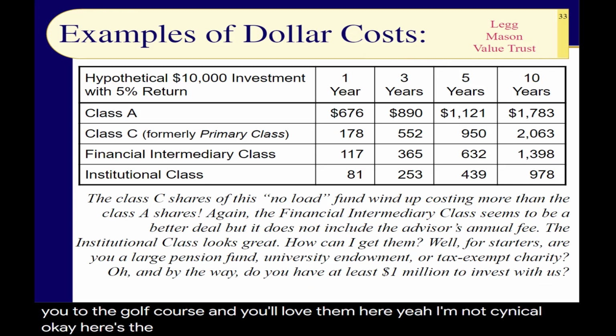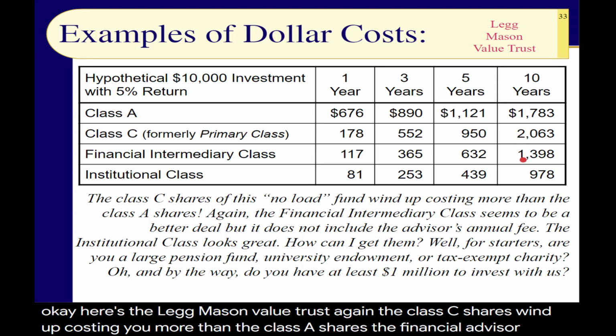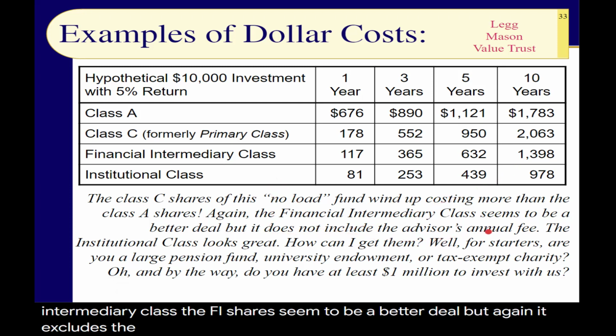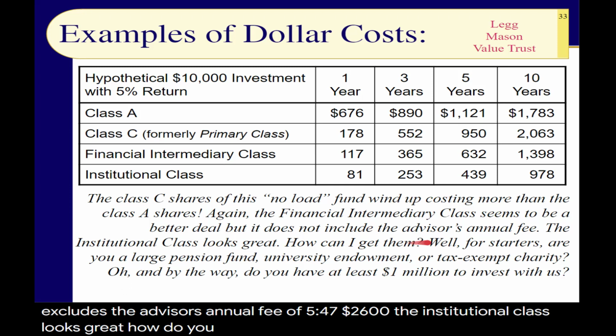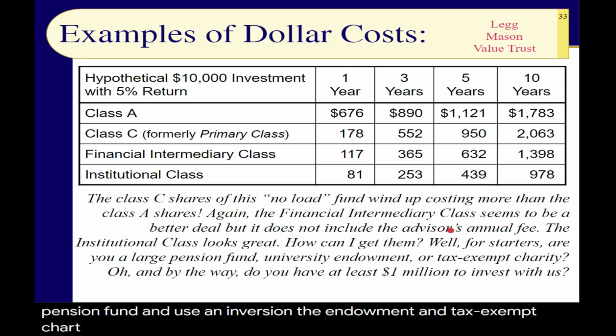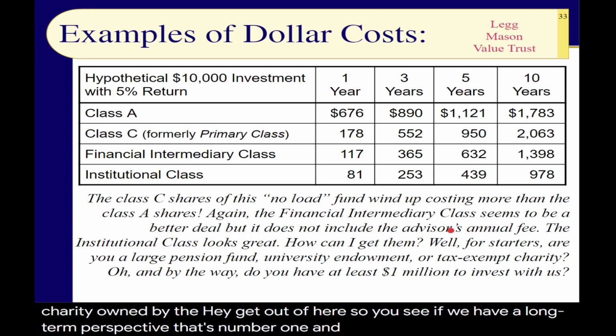Okay, here's the Legg Mason Value Trust. Again, the Class C shares wind up costing you more than the Class A shares. The financial advisor intermediary class, the FI shares, seem to be a better deal, but again, it excludes the advisor's annual fee of $1,300 to $2,600. The institutional class looks great. How do you get them? Well, for starters, are you a large pension fund, a university endowment, or a tax-exempt charity? Oh, by the way, do you have at least $1 million to invest with us? Get out of here.